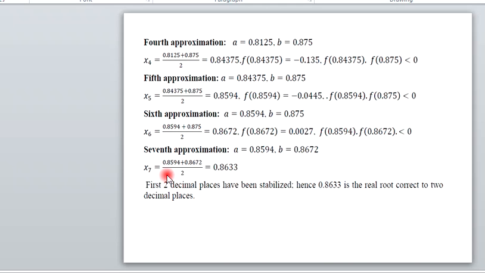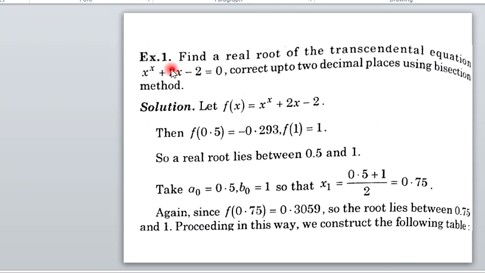Again we are discussing another example. Here f(x) equals this, correct up to 2 decimal places. You could start using 0 and 1 also. Here we are taking 0.5, which gives us negative, and at 1 it gives the functional value positive. That means the root lies between 0.5 and 1. So a0 is taken as 0.5, b0 is taken as 1. So x1 is (a0 plus b0) by 2, that is 0.75. Now the functional value at the new root is this. Therefore the root lies between 0.75 and 1, and we are getting a positive value.